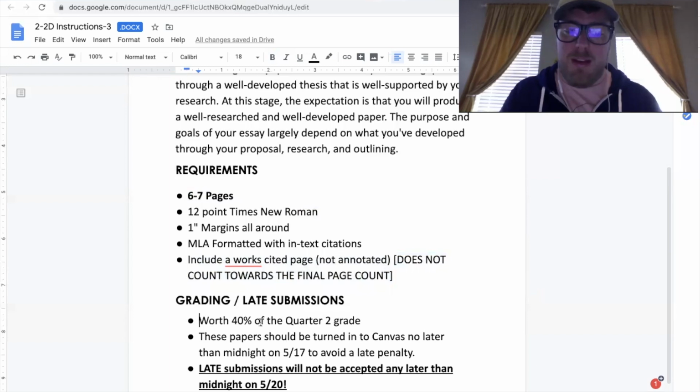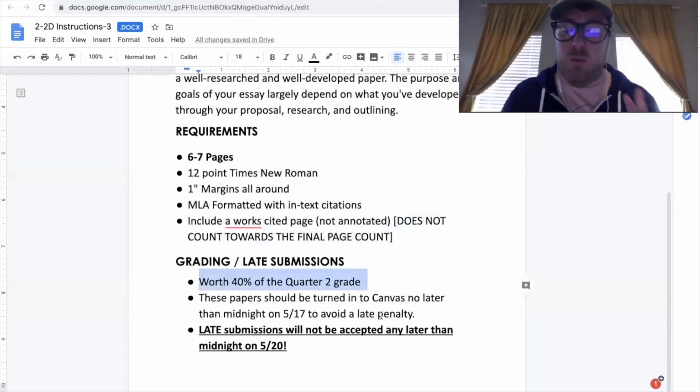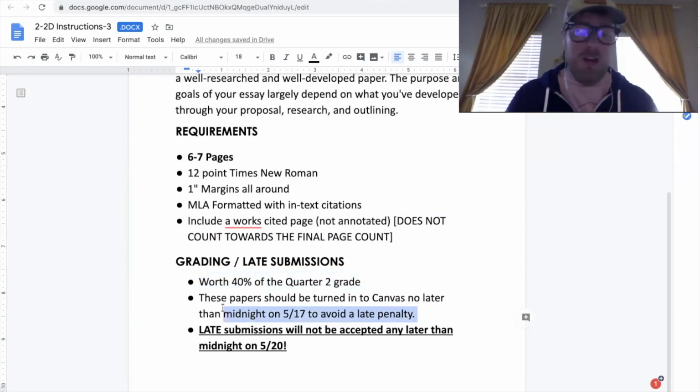Now, here's the big news, right? This is worth 40% of your quarter 2 grade, meaning it is worth nearly half of the quarter 2. It is worth nearly a quarter of the entire semester's grade. This is the biggest paper by a long shot that we'll be doing this entire year. So it is imperative that you turn this in. Without this piece, it is quite possible that you could not pass the course. So you want to make sure that you're turning this in, okay?